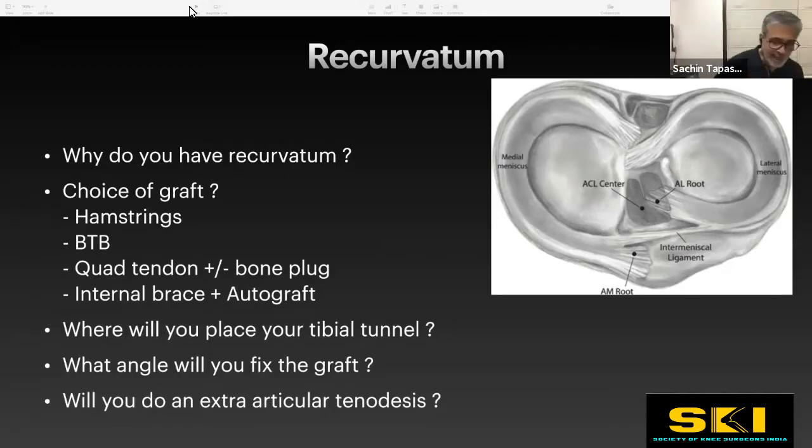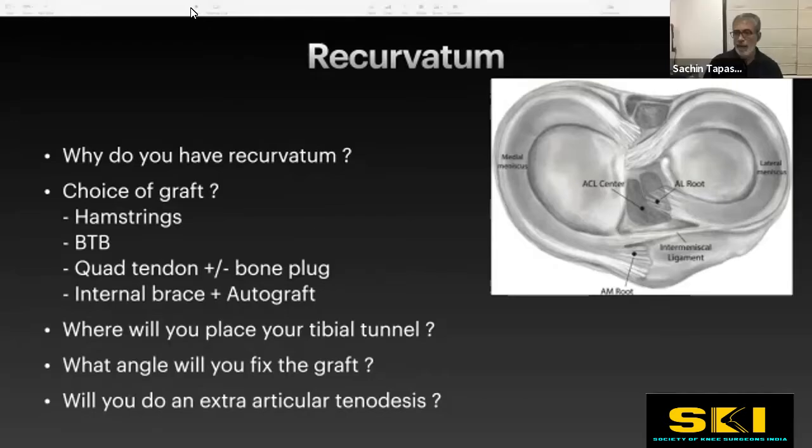Will you be doing an LET for the pivot or for protecting your graft? Because an LET can serve two functions. One is that it will take care of the so-called rotational laxity. The second function of an extra-articular procedure would be essentially to protect your graft, because this patient has got hyperextension. So both purposes. In this case, both purposes.